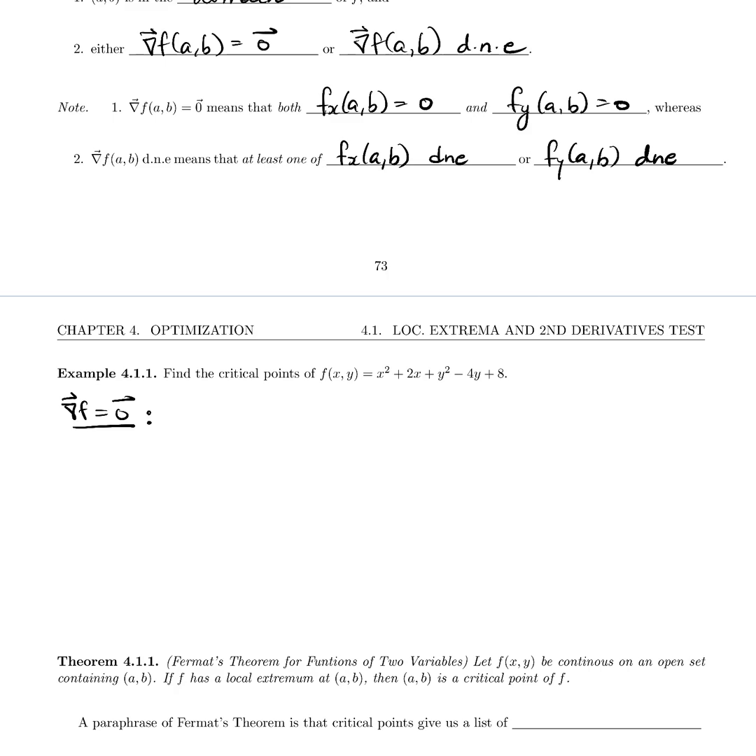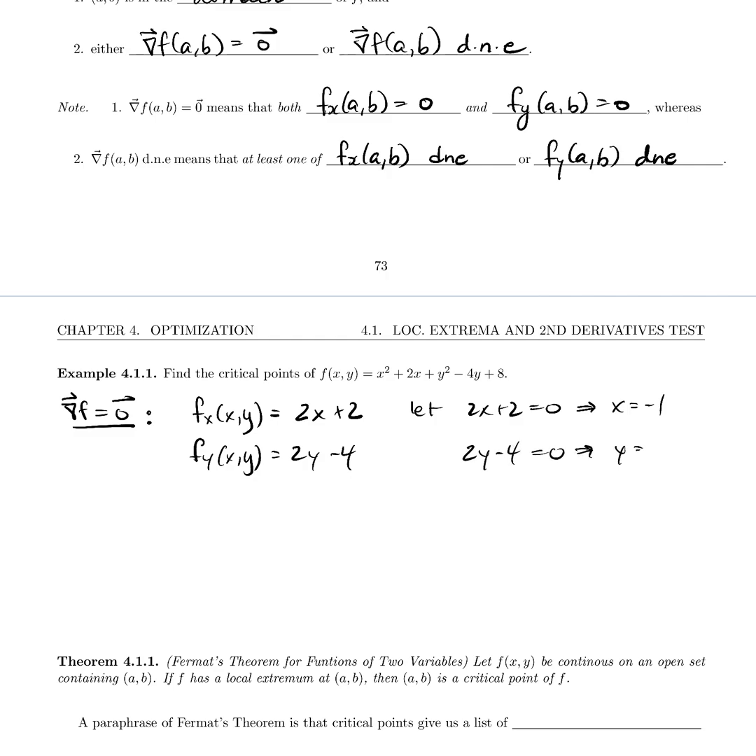So the gradient equals 0 when f sub x equals 0 and f sub y equals 0. So let's calculate the two partials. F sub x is 2x plus 2. F sub y is 2y minus 4. If we let each of these equal 0, if 2x plus 2 is equal to 0, we have that x has to be minus 1, and 2y minus 4 equals 0 gives us that y is equal to 2. So we have (minus 1, 2) as a critical point.